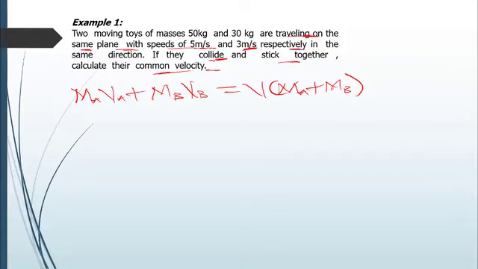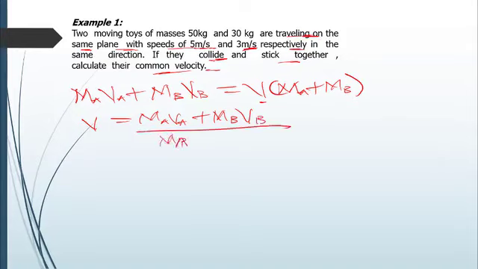Now we're asked to calculate their common velocity, and this is their common velocity V, which means we're going to have V equal to MAVA plus MBVB, and it's going to be all over MA plus MB.